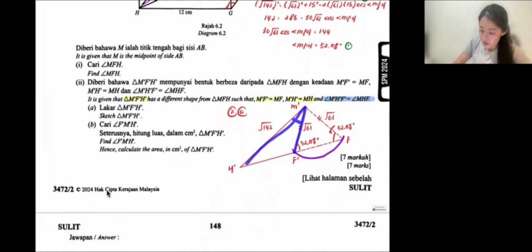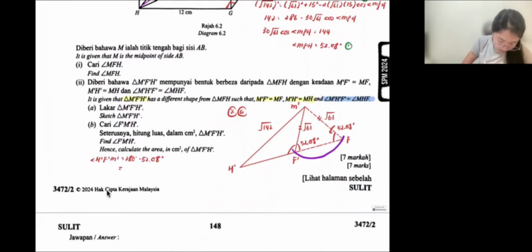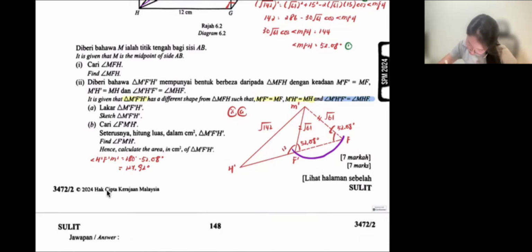So this angle over here. Let's find out the angle one by one. Find this one first. This is 180, H prime, F prime, M prime. 180 minus 52.08. Okay, 127.92. And then what else we can do?